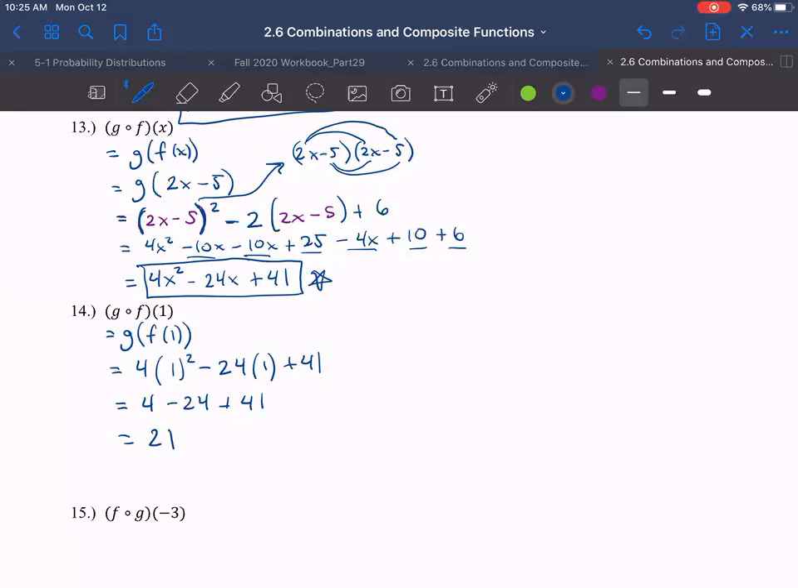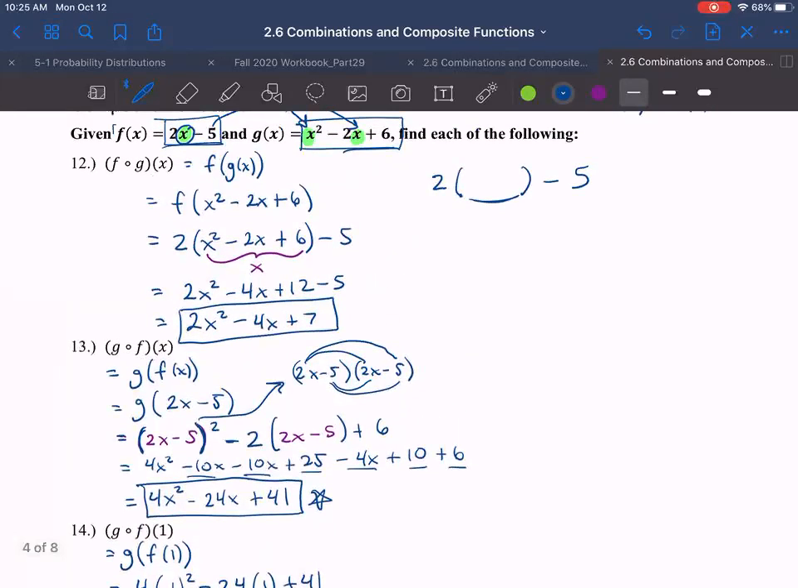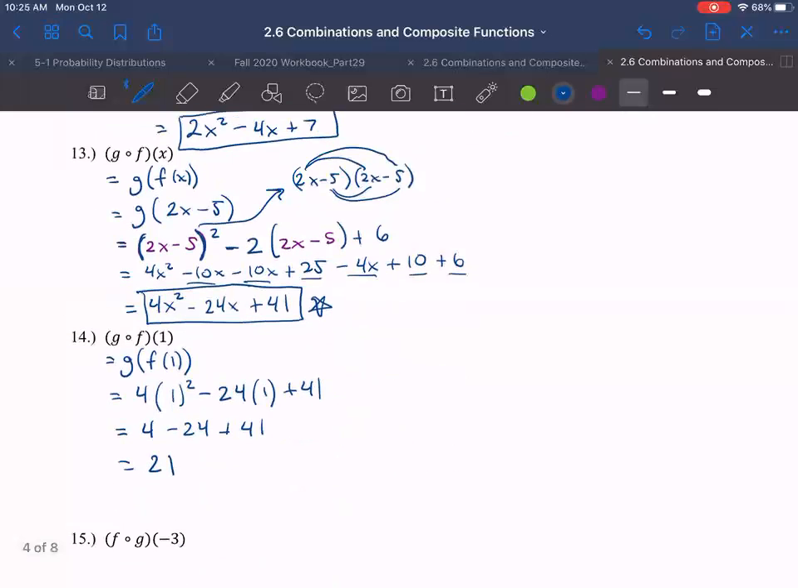What would have happened if we had tried first finding f of 1? If we look up here and see that f of x is just this, we could have plugged that in. We could have done f of 1 equals 2 times 1 minus 5, just like that.